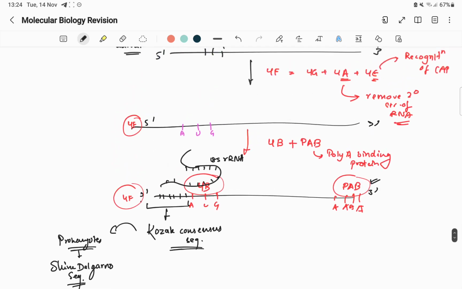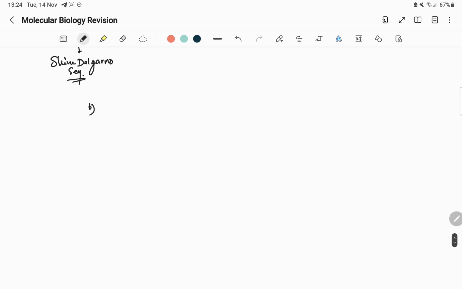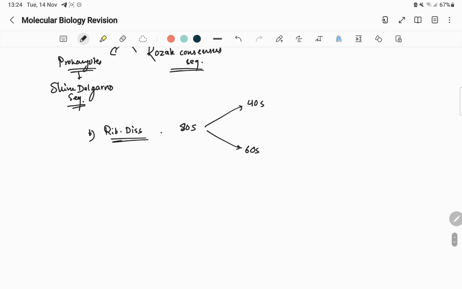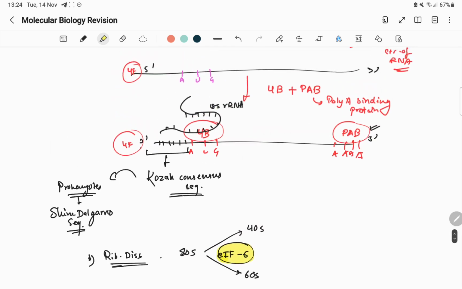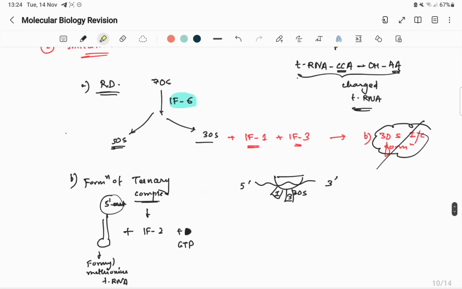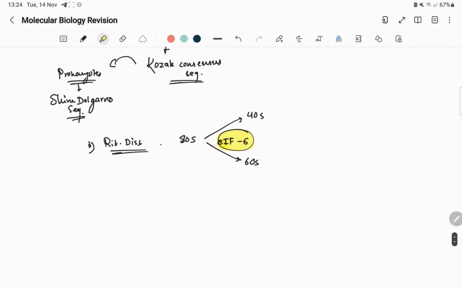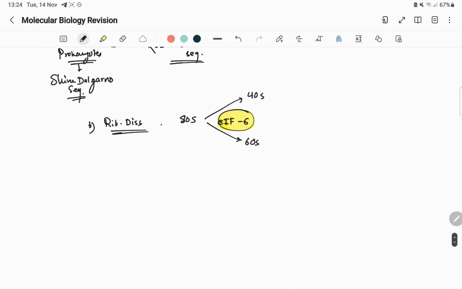Okay, then after mRNA activation, there will be the step which is called ribosomal dissociation, in which the 80S ribosome will split into 40S and your 60S, in the presence of eukaryotic initiation factor 6. In prokaryotes we wrote IF6, initiation factor 6. Here I have eukaryotic initiation factor 6 only.